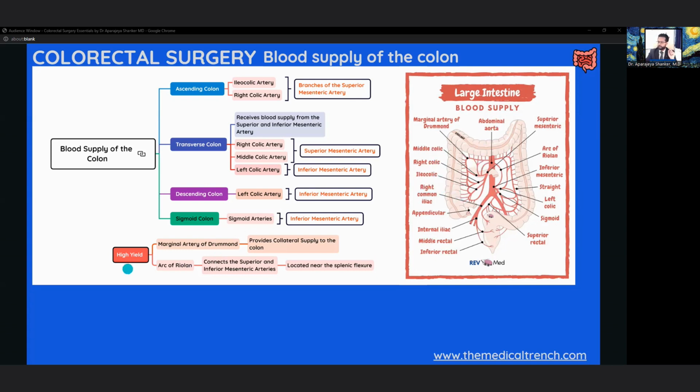It's the same thing with the arc of Riolan. So what the arc of Riolan does is that the arc of Riolan is this artery here, and it is essentially a direct connection between the superior and inferior mesenteric artery.